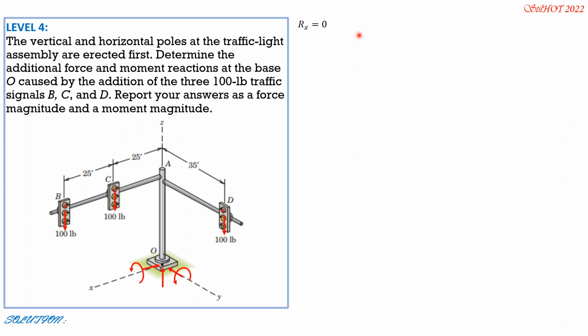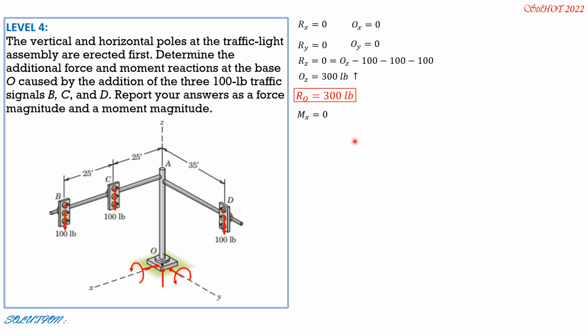So Rx equals 0, so Ox is 0. Ry is 0, summation of forces along y is 0, so Oy is also 0. Then Rz, summation of forces along Z: 0 equals Oz minus 100 minus 100 minus 100. So Oz is 300 pounds. Therefore, the reaction at O has a magnitude of 300 pounds. Ro equals 300 pounds, or simply the force at O is 300 pounds.